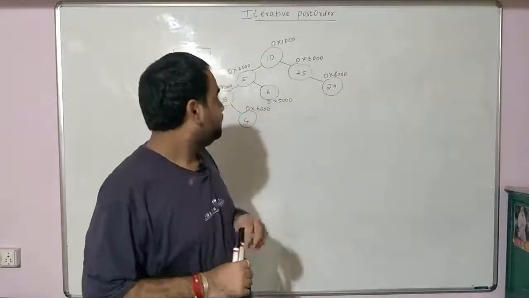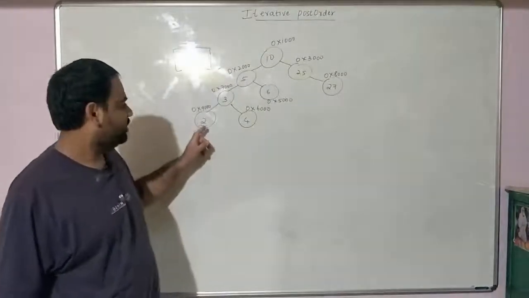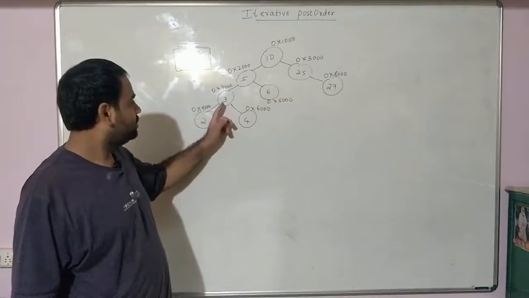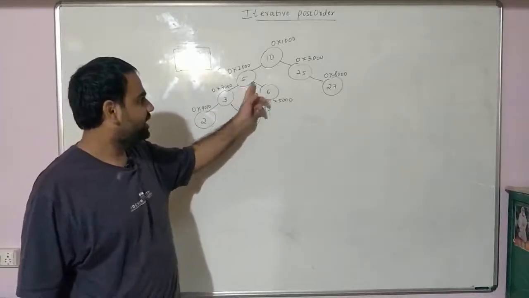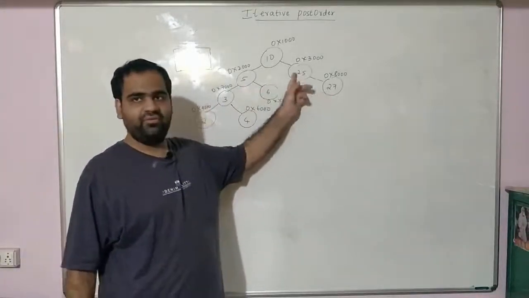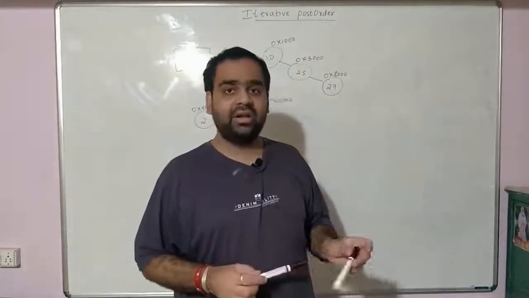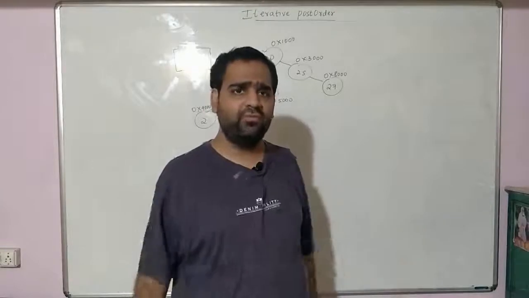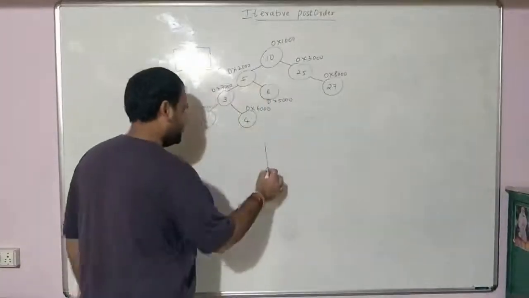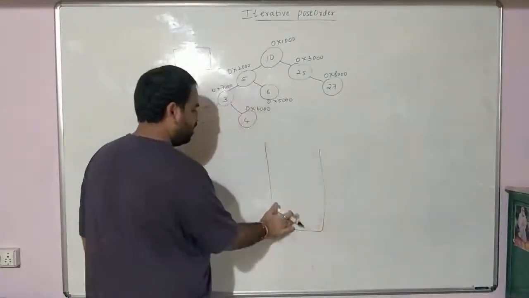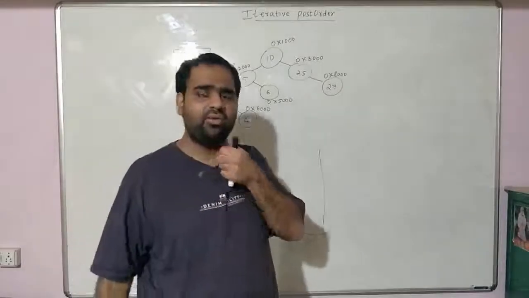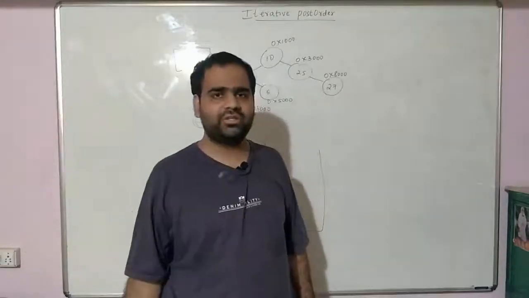Is that okay? The post order traversal of this tree is 2, 4, 3, 6, 5, 27, 25 and 10. That's the post order traversal of the tree. And it is again the depth first search algorithm. Therefore, we need the stack data structure. Now, again over here, I have to go towards the leftmost child first.